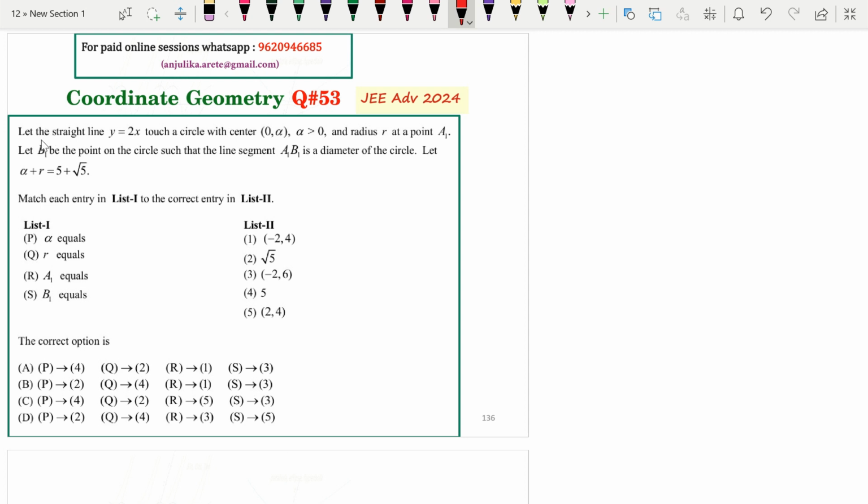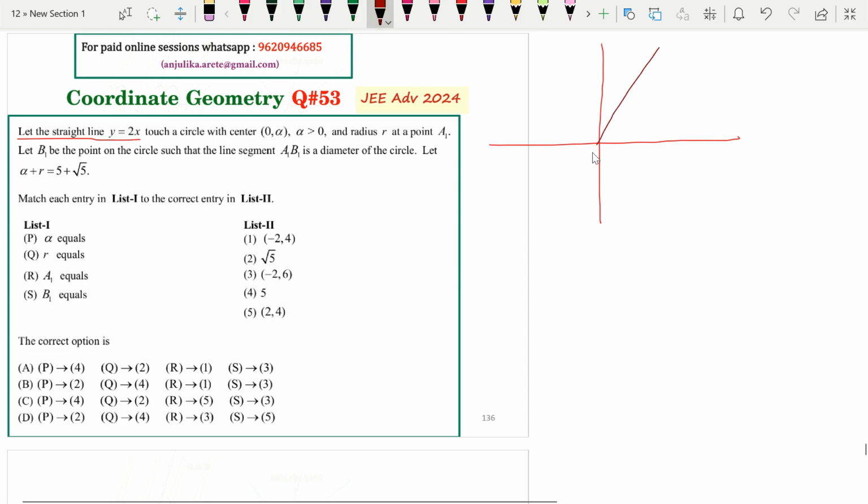Let's read the question. Let the straight line y is 2x touch. Okay, so let's first draw the line. As soon as you read it, you just draw it. Okay, so y is equal to 2x. So that is a line with slope of 2. Okay, so that's your line, y is equal to 2x, passing through the origin. You know that. So this is your line.